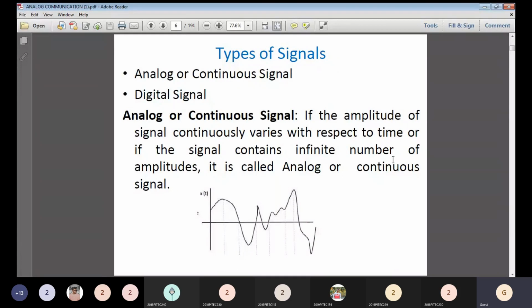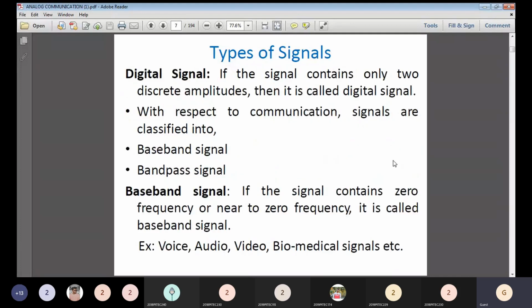In digital, we have only two alphabets. One is 1, another one is 0. That is called digital. So analog and digital are two classifications of signals. Next we have two more signals. One is a baseband signal, another one is a bandpass signal. Baseband signals mean the signal contains zero frequency or near zero frequency. That means the original signals are called baseband signals.